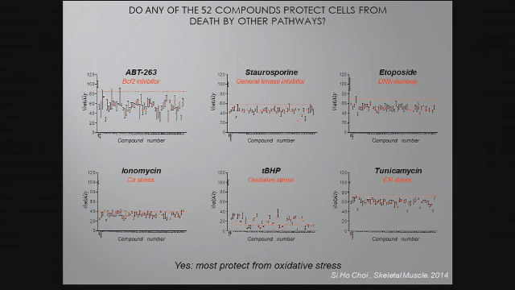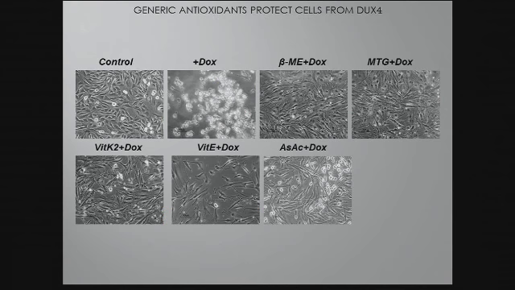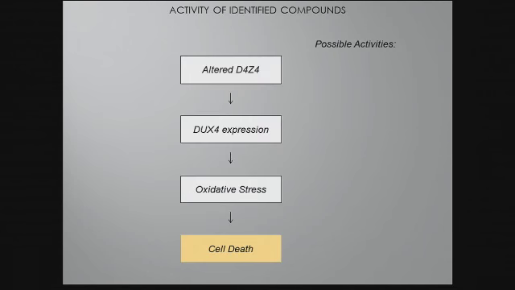And so on each graph, you can see a red line. If the compounds come above the red line, that means they're active in that assay. And what's obvious from these graphs is that actually most of the DUX4 protective compounds were also protective against oxidative stress, but they were not protective against any of the other ways of killing cells. So that's very interesting. And then it turns out if you test other compounds that are generic antioxidants, they also protect cells from the toxic effects of DUX4 in this 24-hour assay.